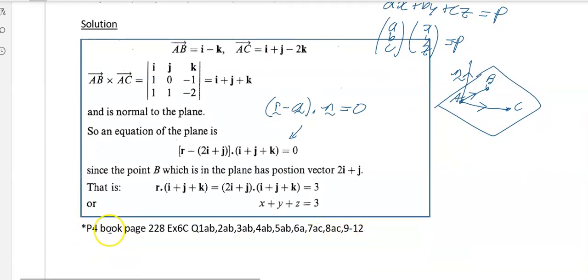Okay, folks, you're now ready to do this exercise, exercise 6C, and we have a list of questions for you to do, which you can confirm with the ones in your notes.